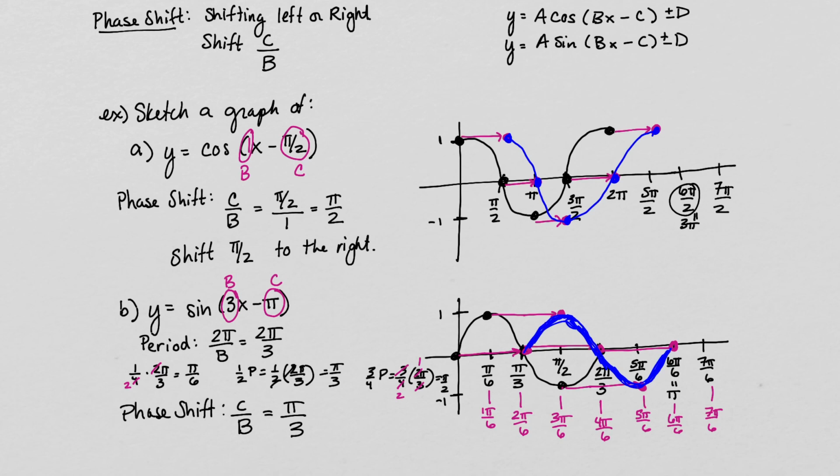The reason why we didn't calculate the period in the first example is because here b is just a 1. Your period, you could calculate it, it's 2 pi over b, but b is just a 1, so it's just 2 pi. It hasn't changed from the very basic sine function or cosine function here. Does that answer everybody's questions? No problem.